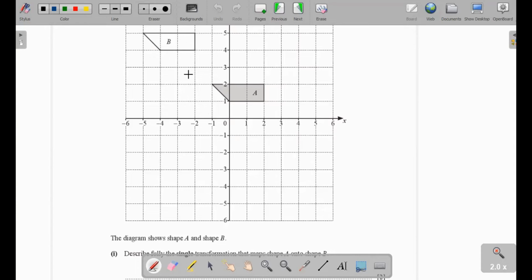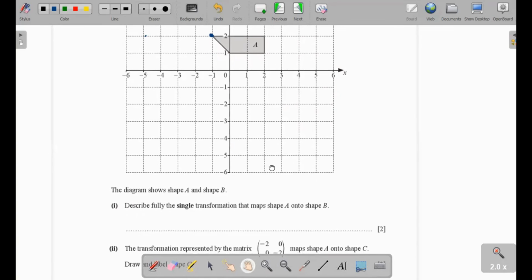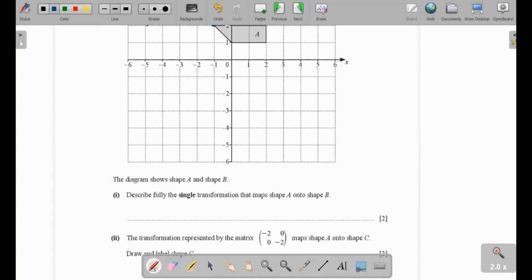Now for the translation, we take one point from the object. This point is minus 1, 2. Now we see how many units that point moves to reach this point along the x-axis: 1, 2, 3, 4. This is minus 4, and then 1, 2, 3 up. So object A moves by minus 4, 3 units. The translation vector is minus 4, 3.